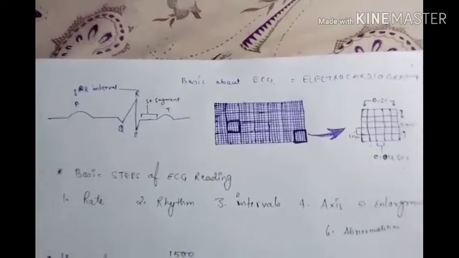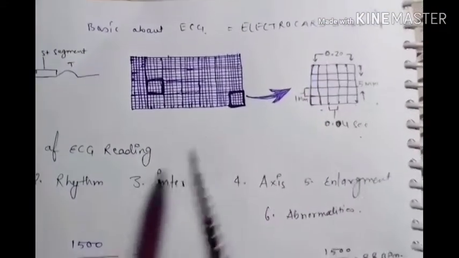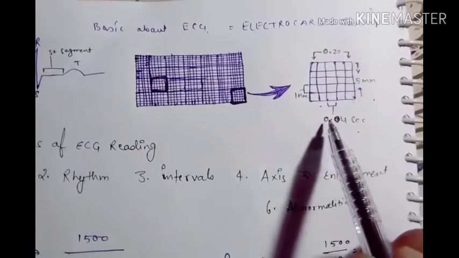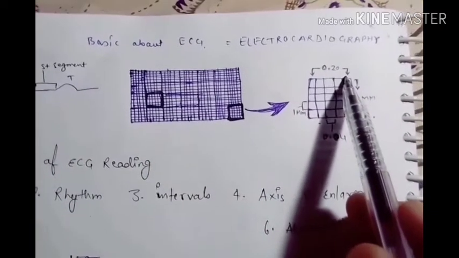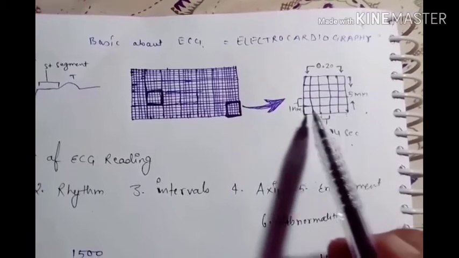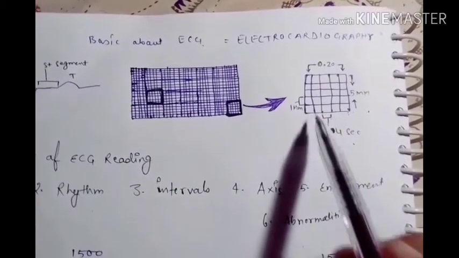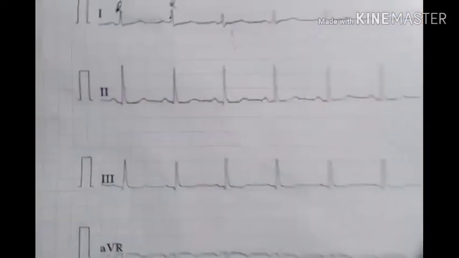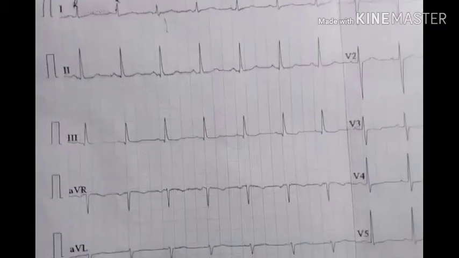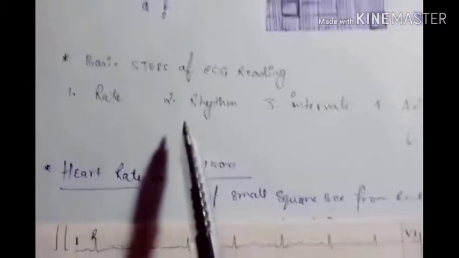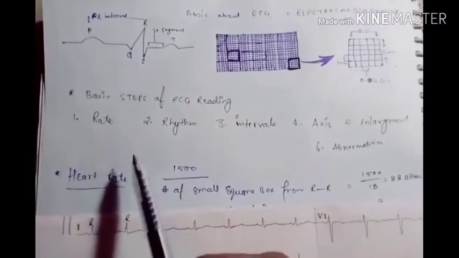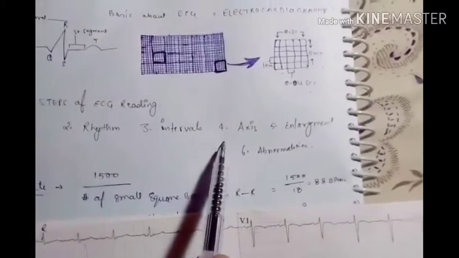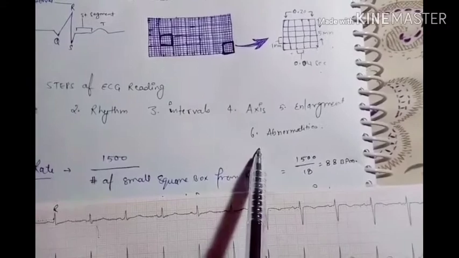So we see the ECG strip. There are small boxes, and each big box has 5 small boxes. Each big box takes a time of 0.20 second, and a small box is 1 mm in size and takes a time of 0.04 second. For interpreting the ECG, there are some basic steps: first rate, second rhythm, third intervals, fourth axis, enlargement and abnormalities.